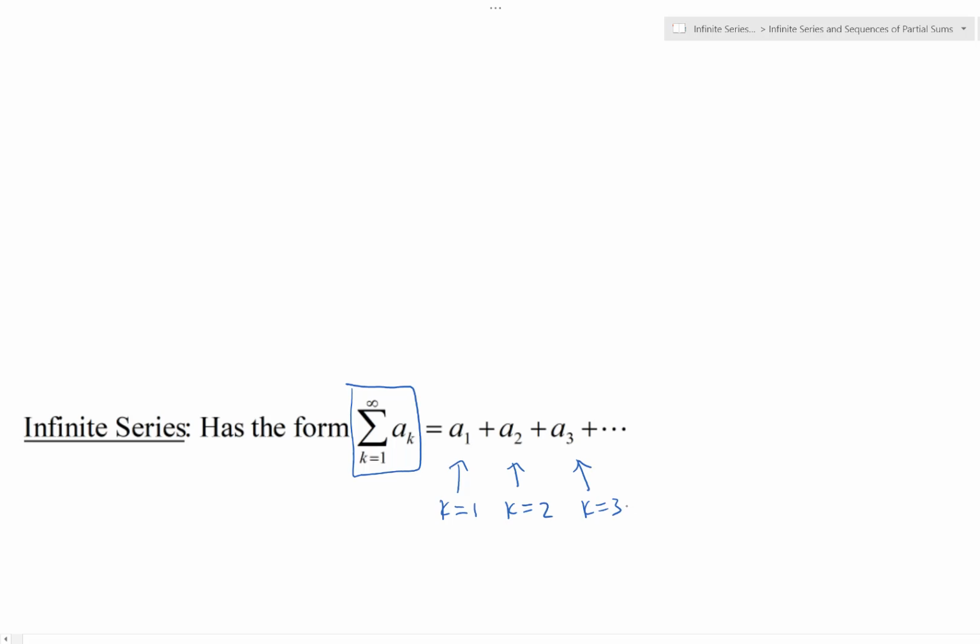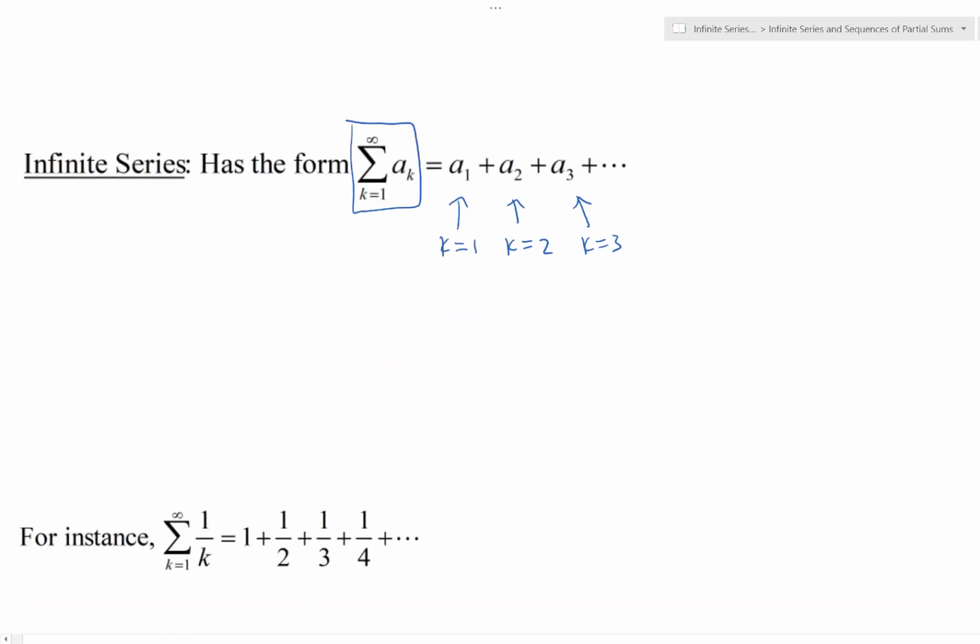So we're going to let our index change from 1 to infinity, and whatever these expressions are, the a sub k's, just keep adding them up forever. Very similar to notation for sequences. Only difference now is we're adding up the terms rather than just listing them.